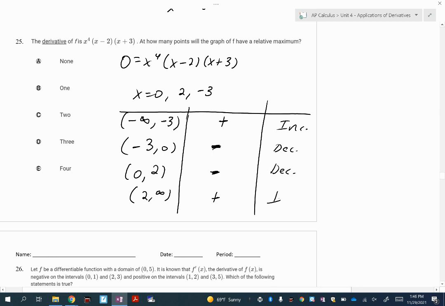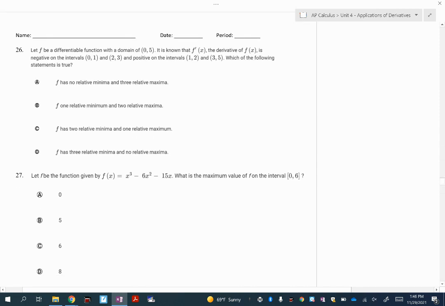decreasing, decreasing, increasing. So it says, how many points will the graph of f have a relative maximum? Remember, relative maximum is increasing to decreasing. So that's only happening one time at negative 3, where it's increasing to decreasing. So 25 is B. Let's do 26.